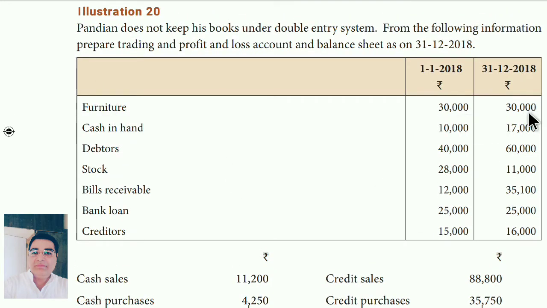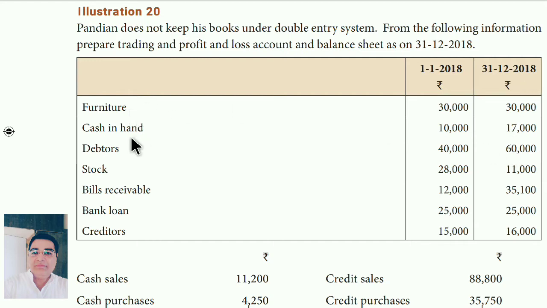Furniture closing 30,000. We have to calculate depreciation on furniture only in the closing date, not in the opening date. In the opening date, in the statement of affairs, no depreciation should be done. Depreciation, provision, all the adjustments are done only in the closing, in the balance sheet. So opening date, all the amounts we write in the statement of affairs. Closing date, all the amounts we have to write in the balance sheet.